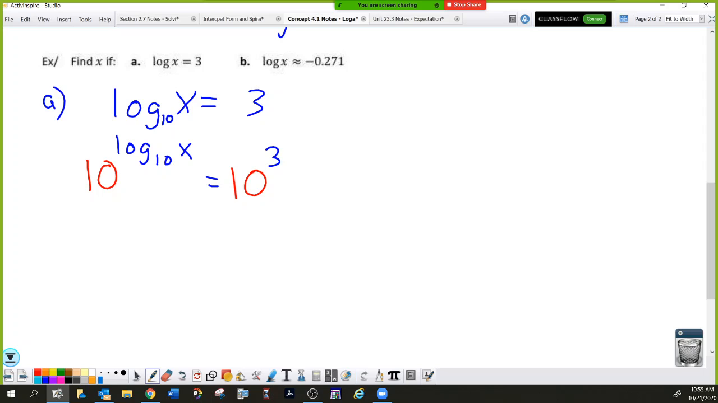So I haven't cheated. What I've done is I've said, what if both of those things were already exponents and the base was 10? Why did I choose 10? Because that would allow me to cancel that. That's why I did it. So what you get is that x equals 10 to the third. Oh, x equals 1,000.